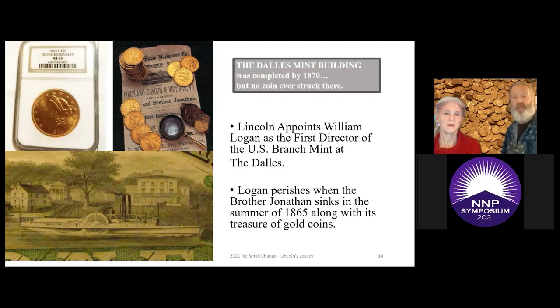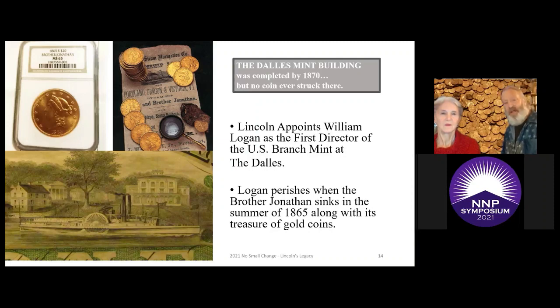So, that being said, William Logan and his wife were on a paddle boat returning from some medical attention in San Francisco. On board this boat, called the Brother Jonathan, was a very large payroll of gold coins that came out of San Francisco, the Grand Lady. And this slabbed coin that you see right here, as you can clearly see at the top, dated 1855, $20 gold piece, was aboard the Brother Jonathan, and it was an MS-65 coin, beautiful coin.